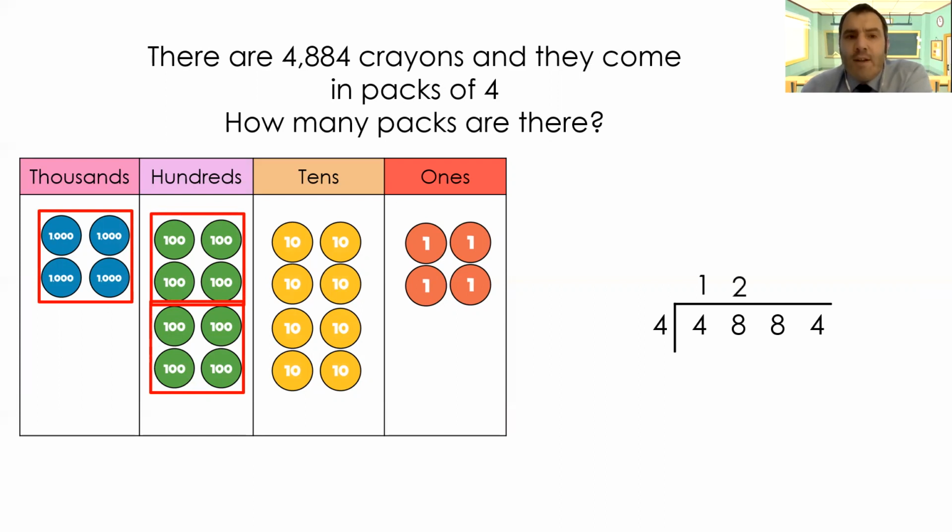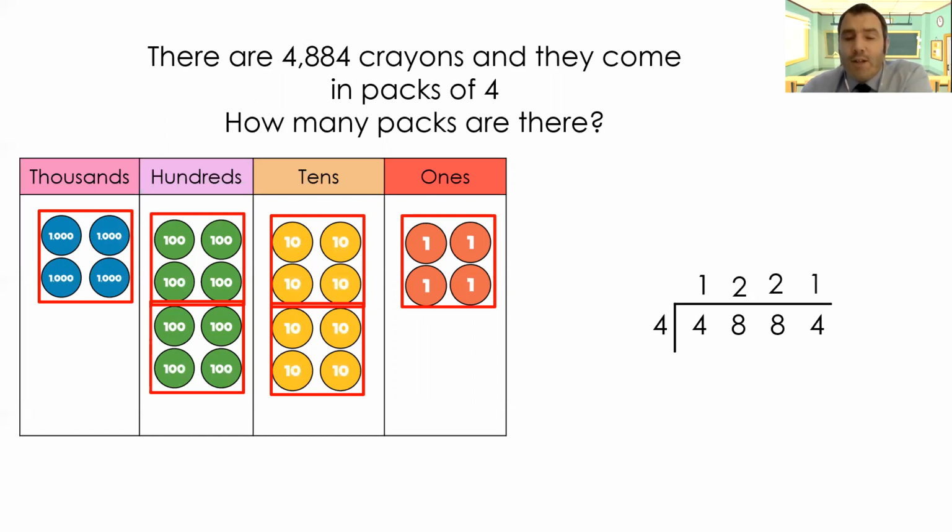I go to my 10s. Again, I've got 2 lots of 4 in there. So I'm going to take those. So 8 divided by 4 again is 2. Go across to my 1s. Sorry, I've got 4 1s. 4 divided by 4 is 1. That's going to go there.